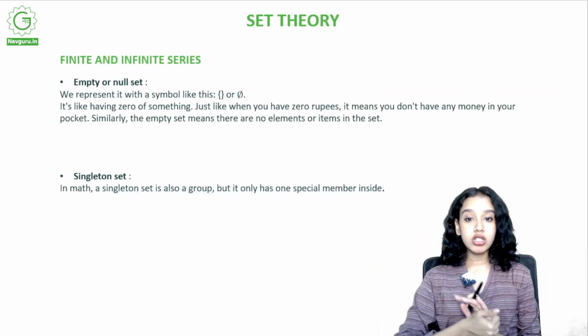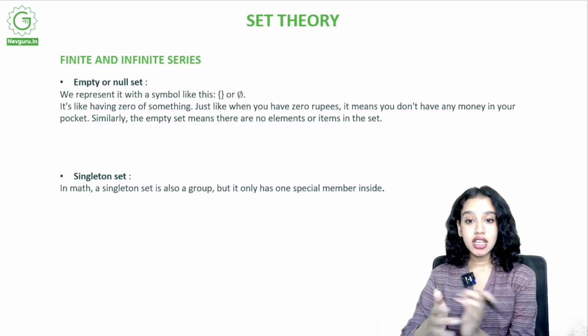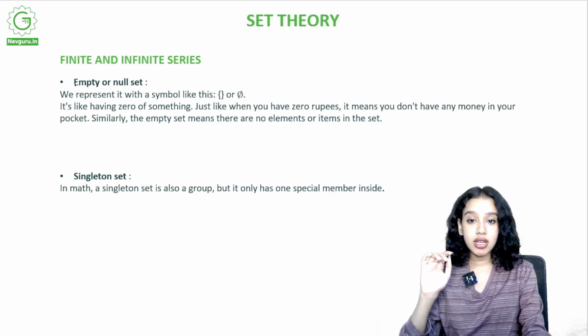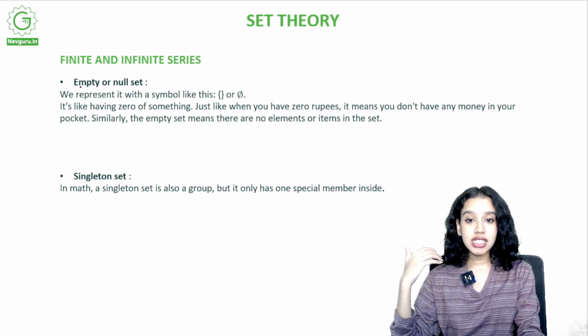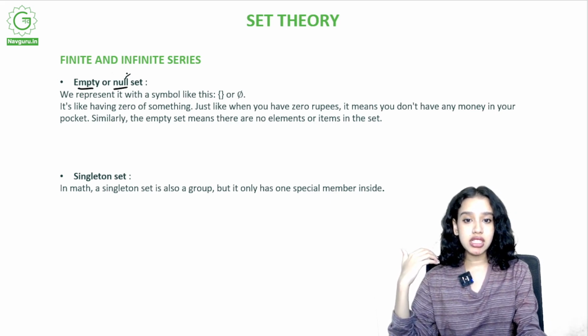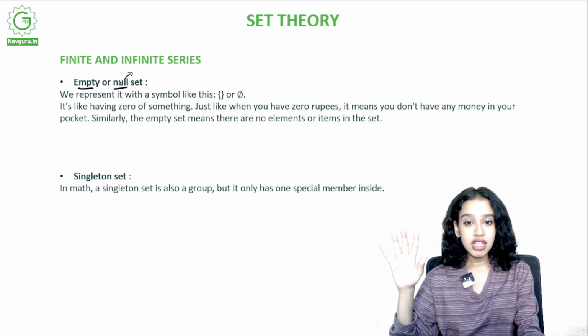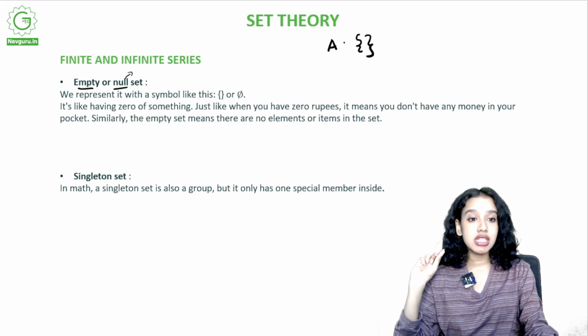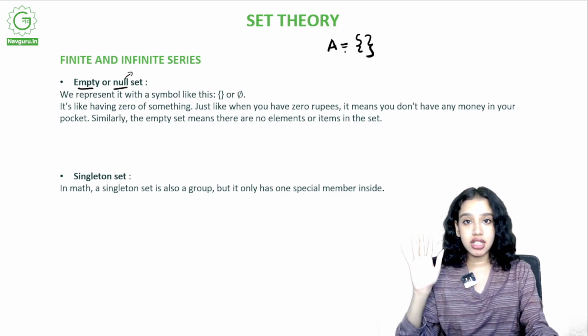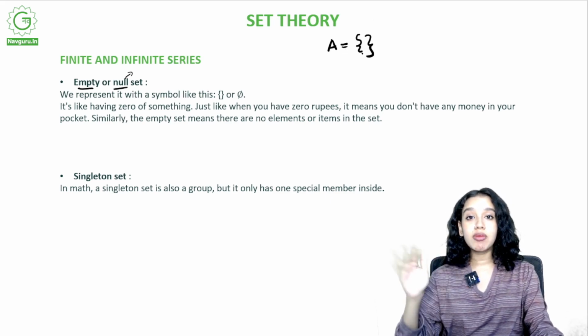Now let's move on to types of sets, right? The first type of set we'll be talking about is an empty set or a null set. So what does empty or null mean? It means that there is nothing inside, right? So basically a null set is a set which has no elements inside it. Like I'm naming it A, doesn't matter, it has no elements inside it.